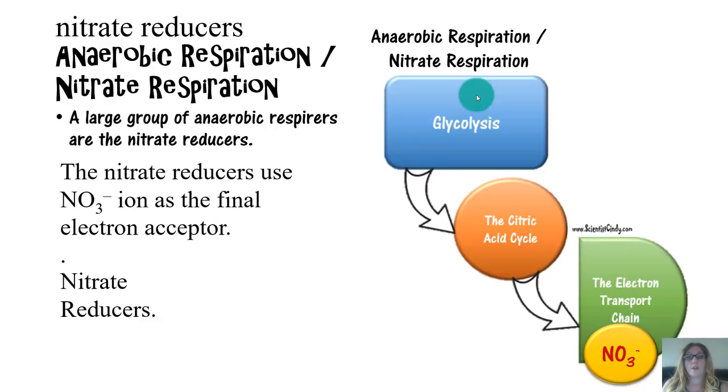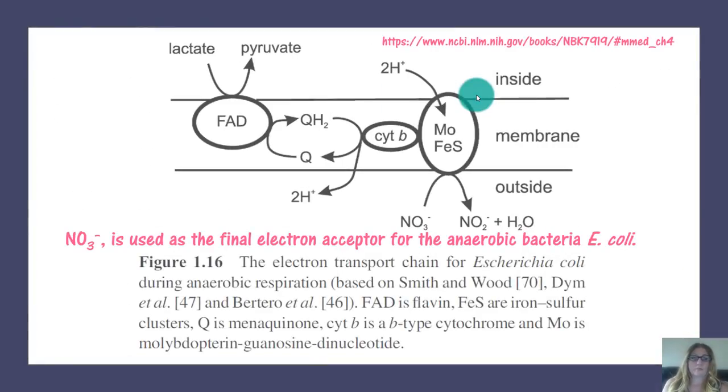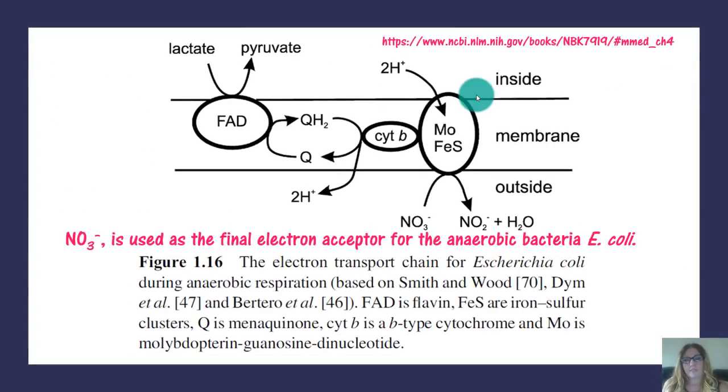Okay. Now, another important group of anaerobic respirers are our nitrate respirers. This is a large group of anaerobic respirers, and these nitrate reducers are going to use nitrate as the final electron acceptor. Don't worry about the specifics, but I thought this was kind of cool.